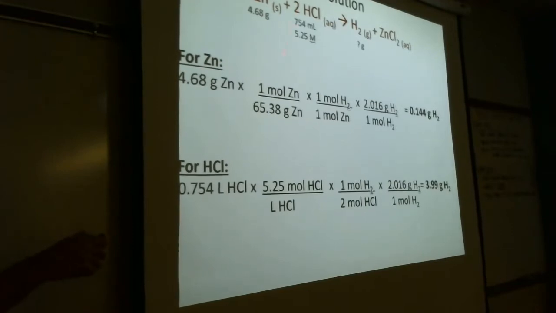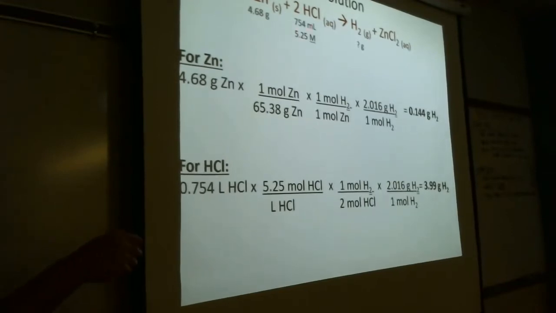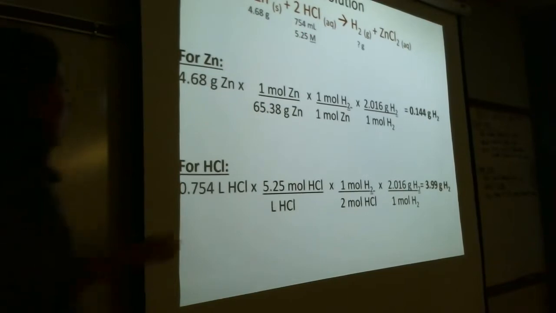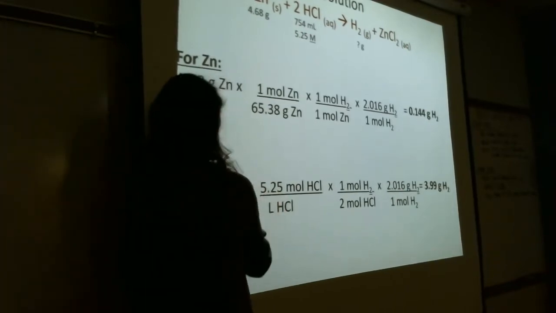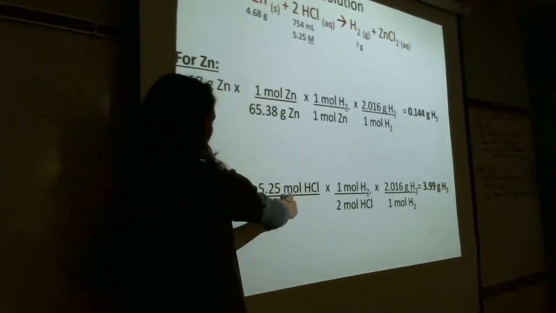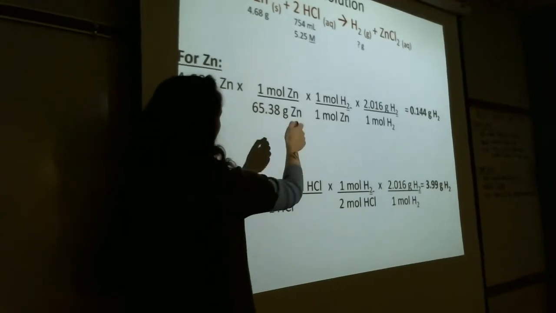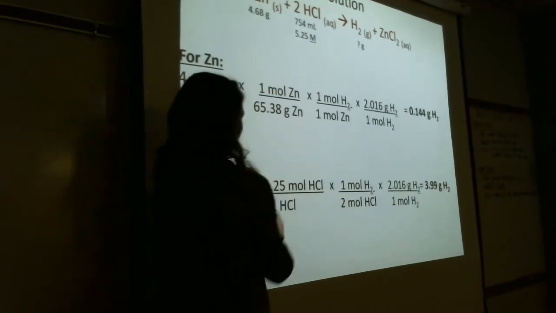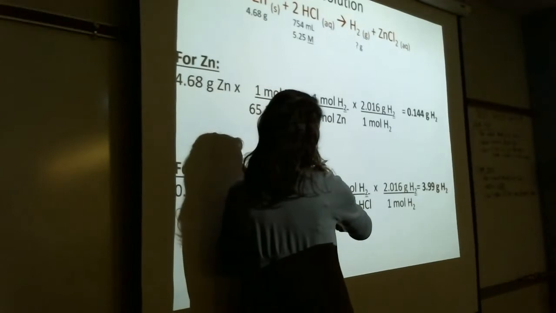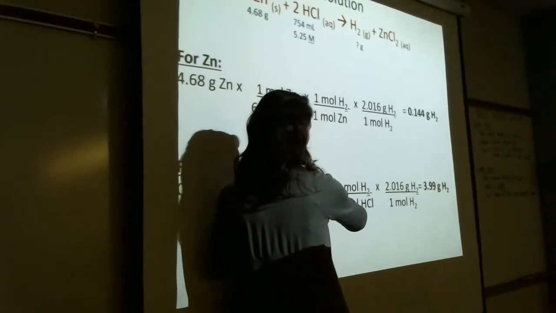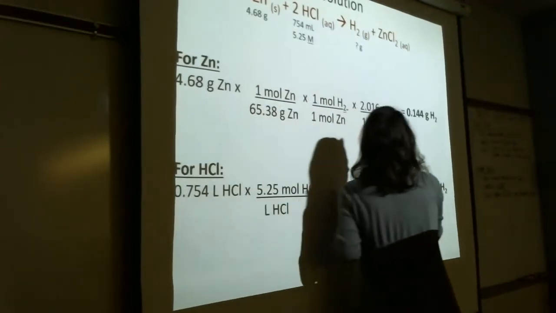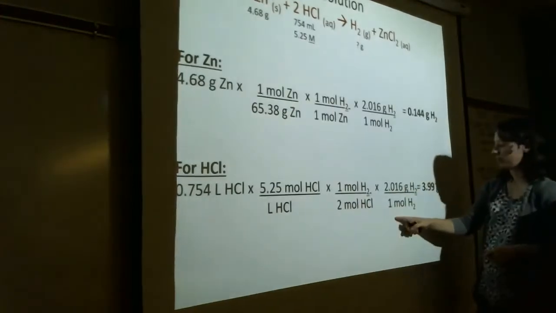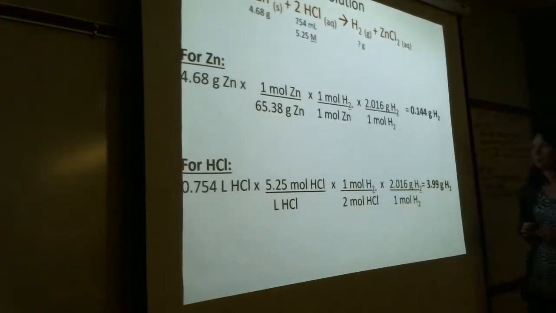And then there's the calculation for hydrochloric acid. I've got a molarity and a volume here. Don't forget to convert milliliters to liters. So volume times molarity gets rid of liters. That gives me moles. Mole ratio here is 2 to 1. So 2 moles of HCl used for every 1 mole of H2 that's produced. And then my last step, converting moles to grams, cancels out moles, gives me grams.